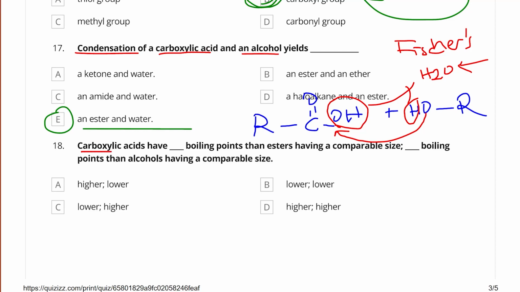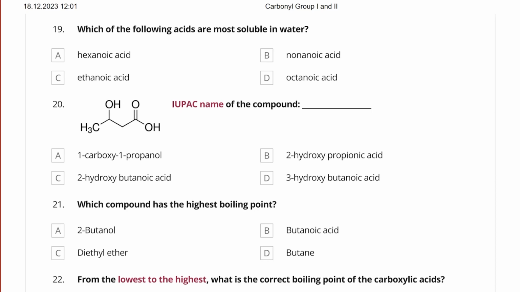Question 18. Carboxylic acids have what boiling points than esters having a comparable size, and what boiling points than alcohols having a comparable size? Higher. This is the answer, my dear friend. Carboxylic acids have higher boiling points than esters and alcohols of comparable size. Question 19. Which of the following acids are most soluble?